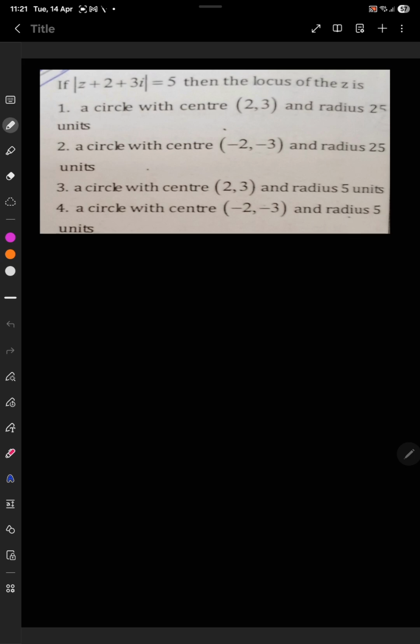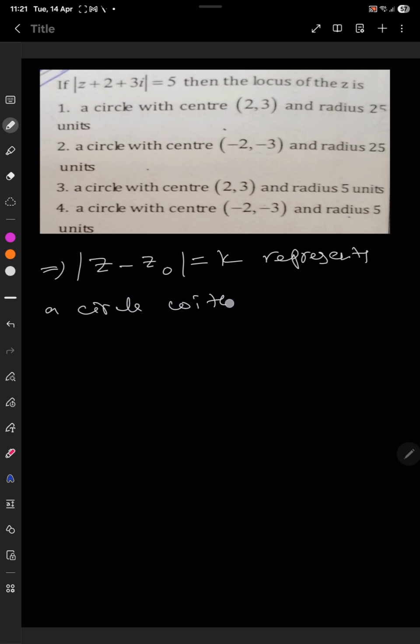In this problem, given that mod of z plus 2 plus 3i equal to 5, then the locus of z is. So we know that mod of z minus z naught equal to k represents a circle with radius k and center z naught. Okay na?